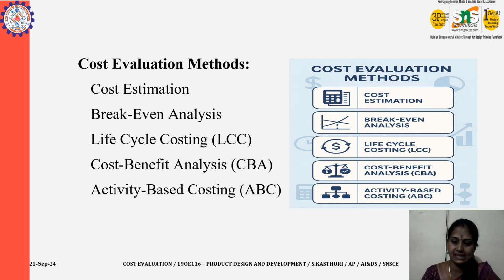The third one is life cycle costing, also LCC. LCC takes into account all costs associated with the product over its entire life cycle from research and development through to disposal. The fourth one is the cost benefit analysis. This analysis compares the total cost of a product to its benefits, helping to determine whether the investment is justified. The next one is activity based costing, ABC. It assigns costs to specific activities involved in production, that is assembly, testing, packaging, rather than assigning a broad cost to the entire production process.